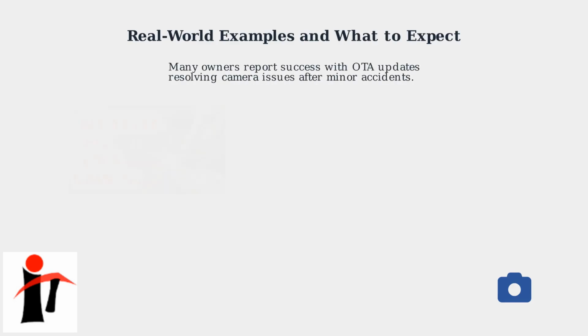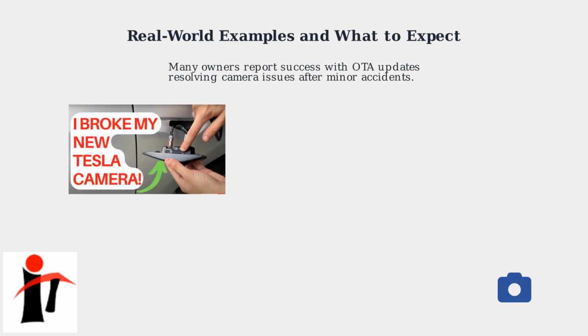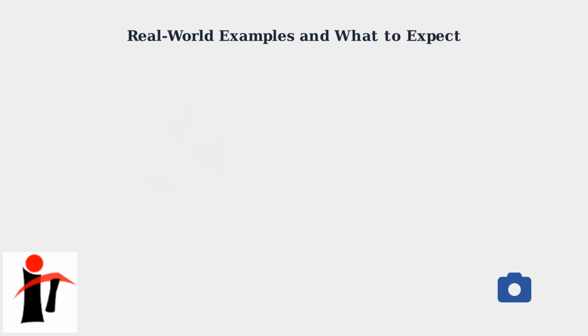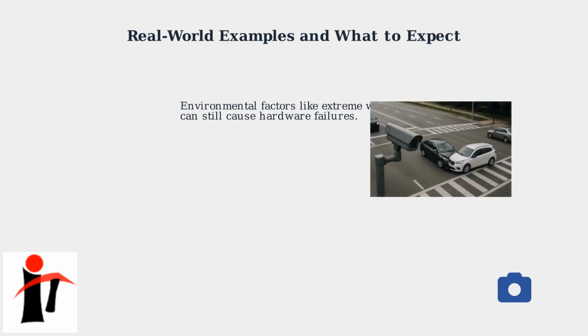Many Tesla Model 3 owners have shared experiences where over-the-air software updates successfully resolved reverse camera recalibration issues following minor accidents. These updates can automatically adjust the camera's alignment without requiring a service visit. However, environmental factors such as extreme weather conditions can still lead to hardware failures, including water ingress or corrosion that affects the camera module's functionality.